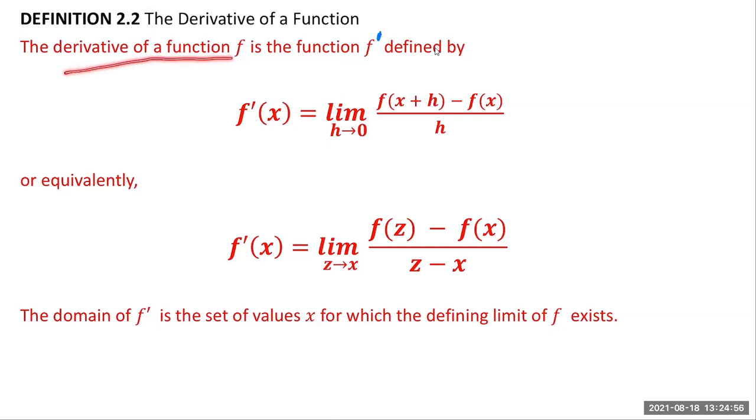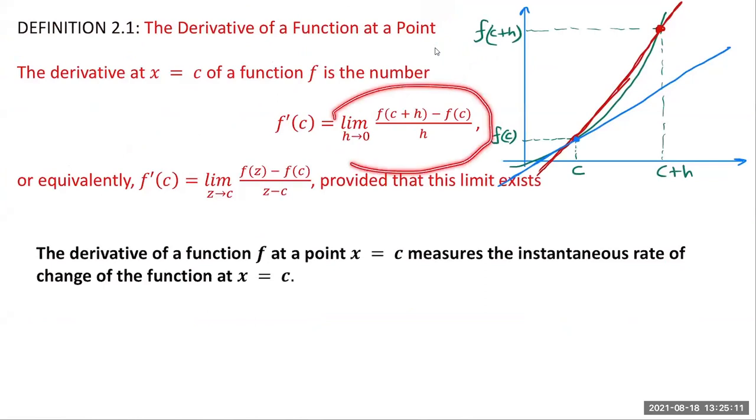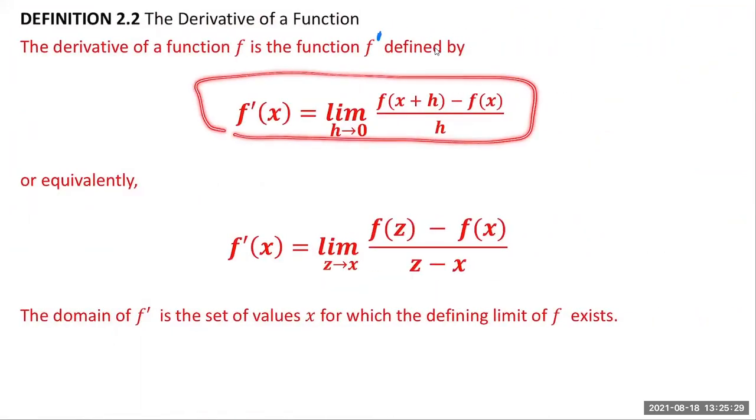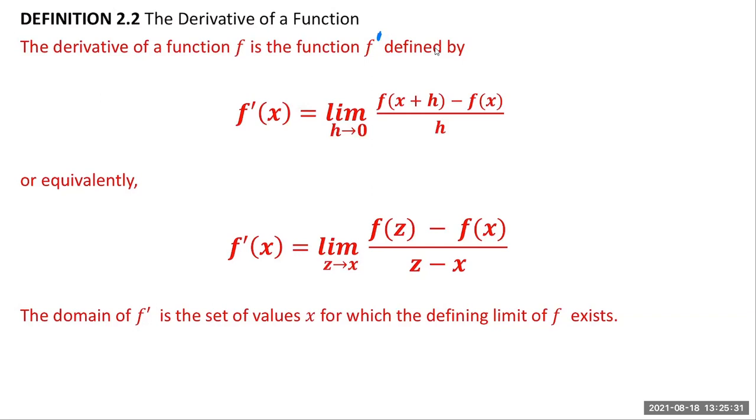The derivative of a function f is the function f prime defined by f prime of x equals the limit as h goes to 0 of f of x plus h minus f of x divided by h. All I do is I go to this particular definition, the definition of the derivative at x equals c. Now I replace my c by x. That way I get the definition for the derivative of my function f of x at a general point x. This is what we mean by the derivative of a function f.